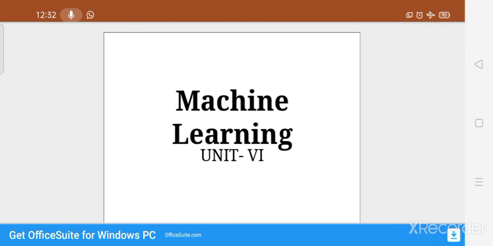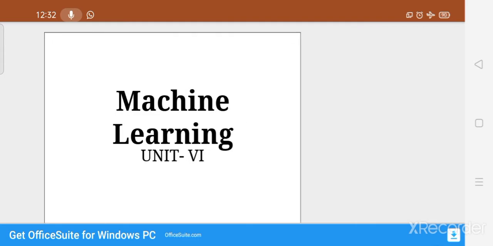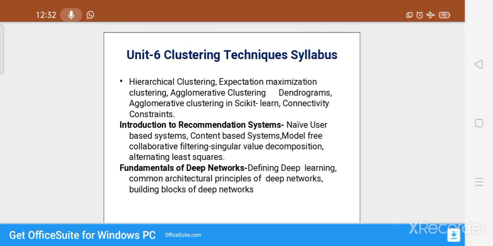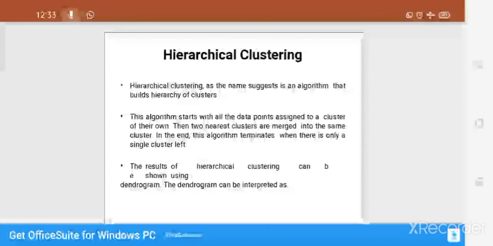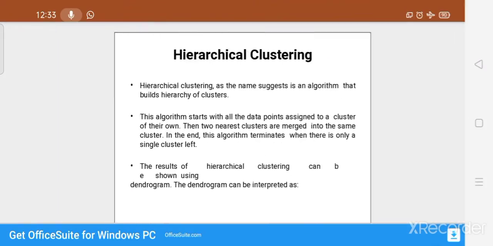In this lecture, we are going to start with the 6th unit of machine learning, that is clustering techniques syllabus. So these are the clustering techniques syllabus of the 6th unit, that is hierarchical clustering, expectation maximization clustering, algorithm clustering, dendrogram, and all this. Okay. So now first we start with the hierarchical clustering.